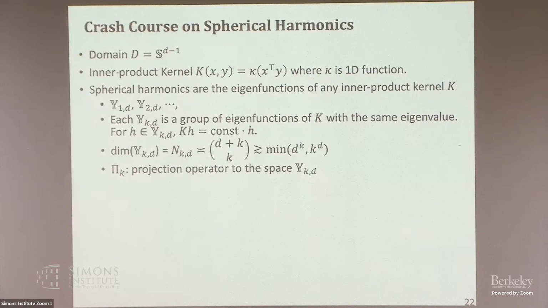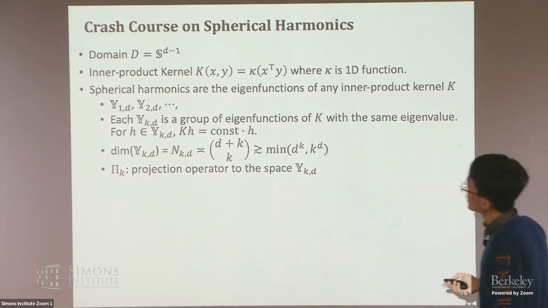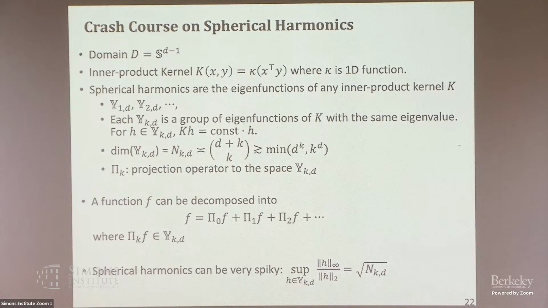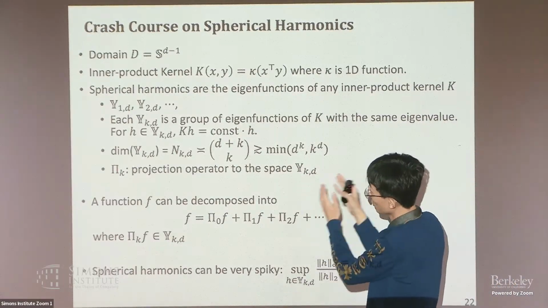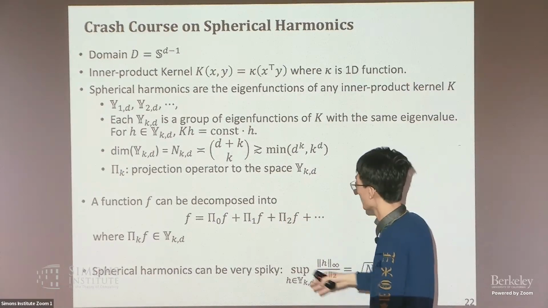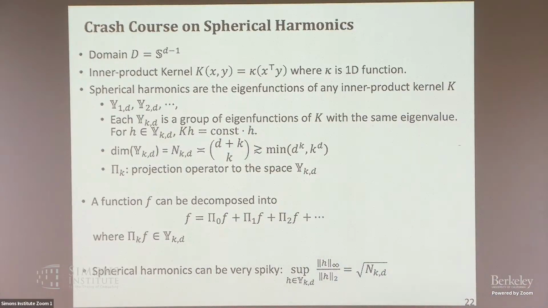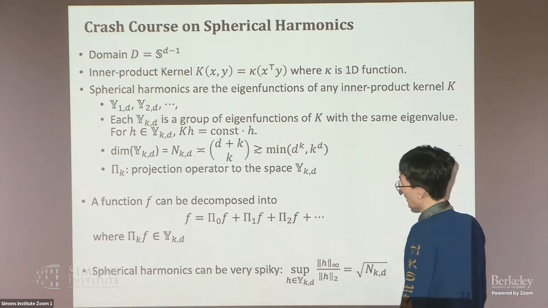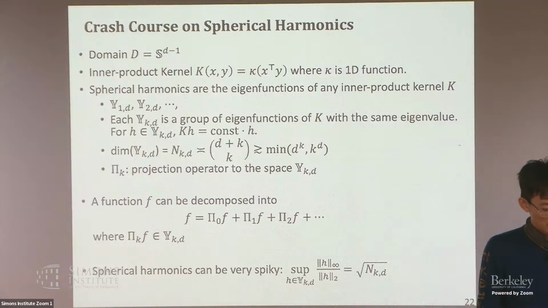And the projection operator Pi_k is the projection operator to the space Y_k^d. The basic thing is that all of these are projections, and the union of all the spaces is the whole space. So you can decompose f into an infinite series by projecting it onto different parts of the space. This is kind of like turning it into the frequency space. In some sense, this is like the Fourier coefficients.